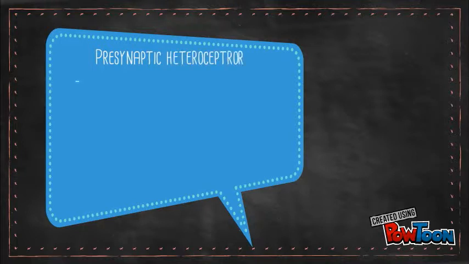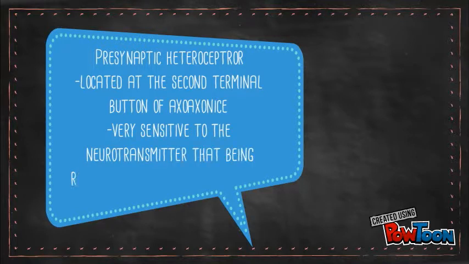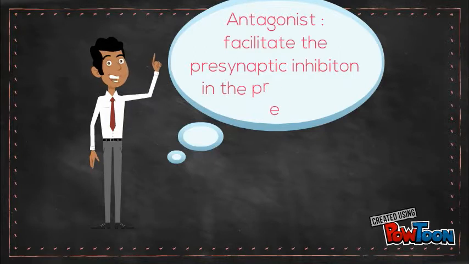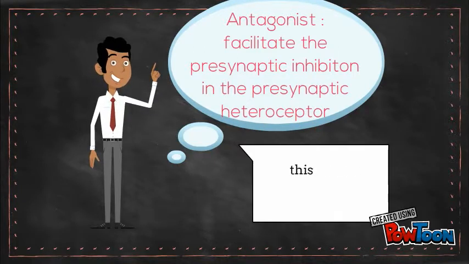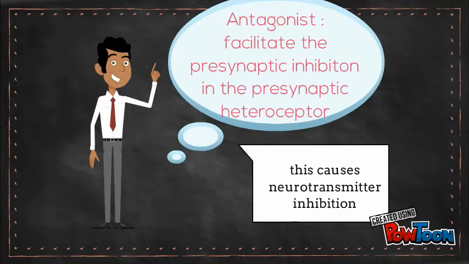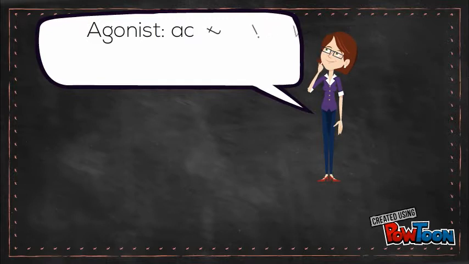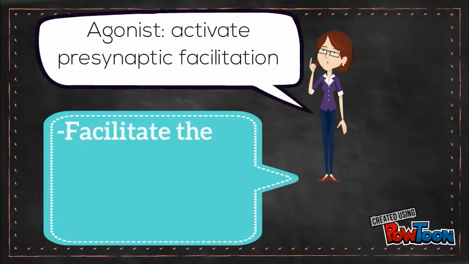For presynaptic heteroreceptor, it is located at the second terminal button of an axoaxonic synapse, and it is very sensitive to the neurotransmitter that is released by the first terminal button. For antagonist drug, it will facilitate the presynaptic inhibition in the presynaptic heteroreceptor, which will cause the inhibition of neurotransmitter. For agonist drug, it will activate the presynaptic facilitation, which will facilitate the release of neurotransmitter.